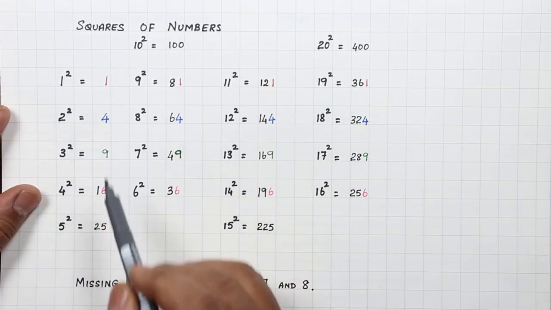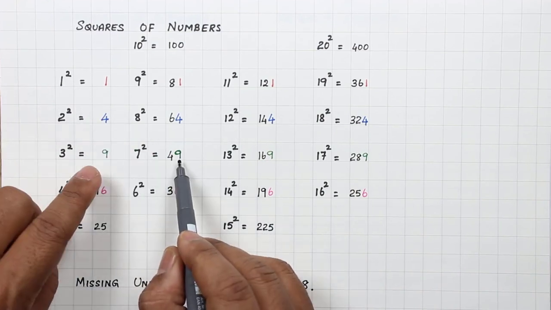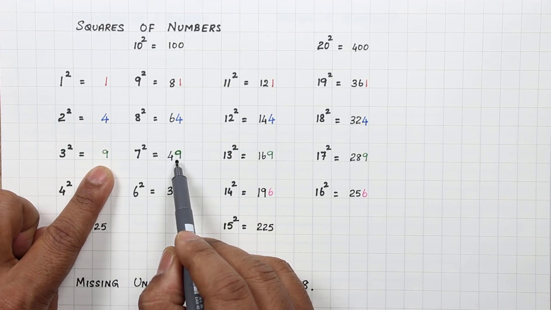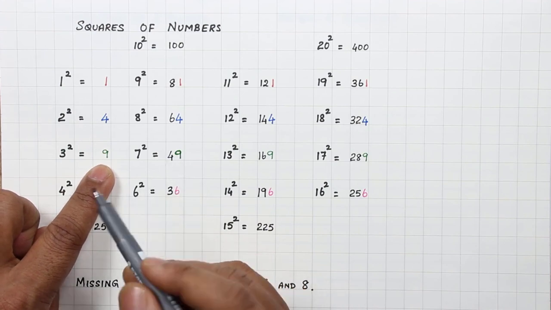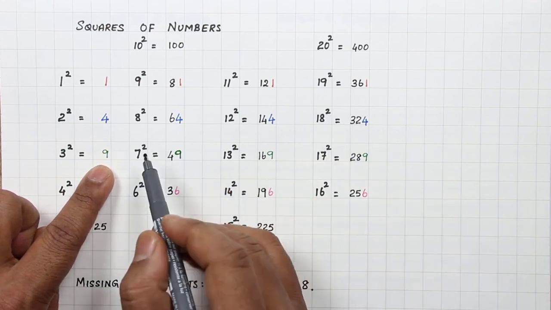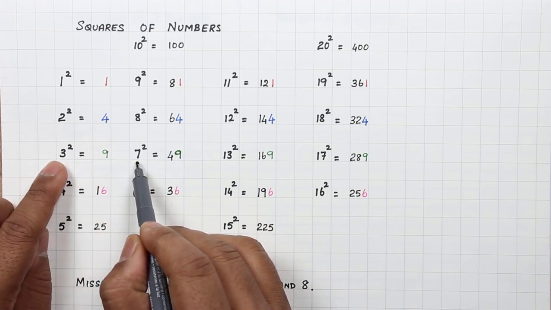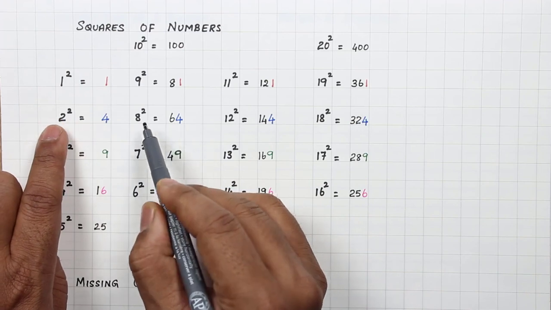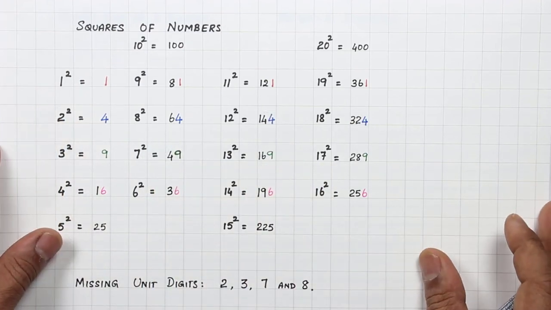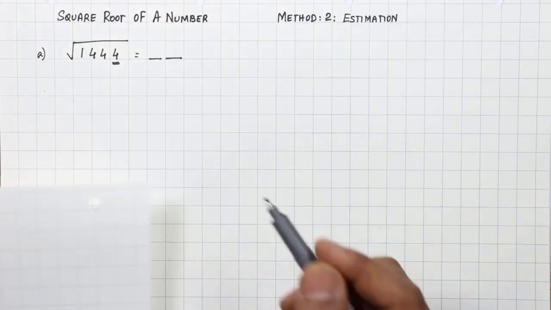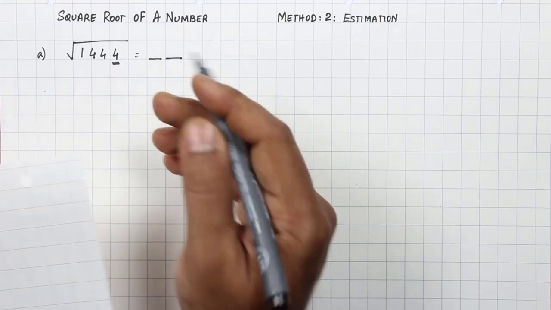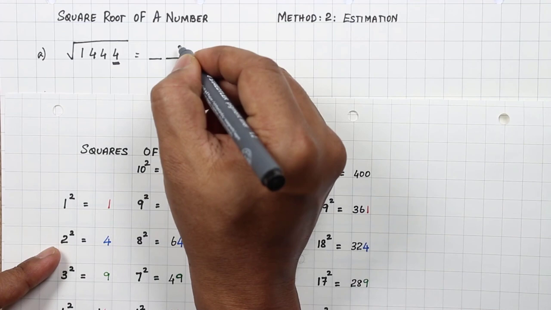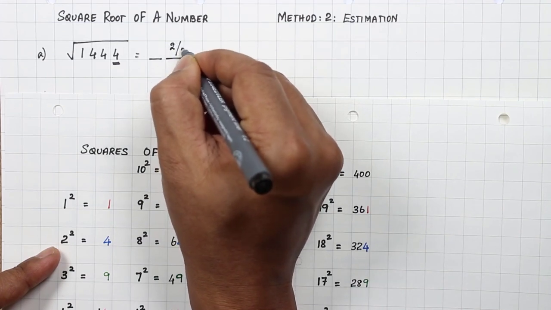Now you can see there is a pattern here. If the number ends in a 9, that means the units place of the square root of that number will be either a 3 or a 7. So if it ends with 4, then the units digit has to be either a 2 or 8. Which means if you look at this number here, it ends with 4. So the units digit here has to be either a 2 or a 8.